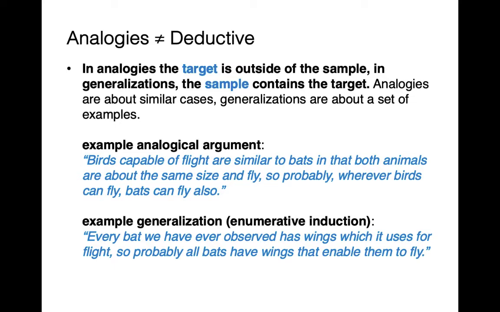Here's a generalization about bats. This is called enumerative induction. This is basically induction where you generalize based on observations. Every bat we have ever observed has wings, which it uses for flight. So probably all bats have wings that enable them to fly. I mean, we haven't seen all the bats, but all the ones we have seen and observed, all those for which we've collected data, have wings they use for flight. So let's conclude the thing about bats is that their wings enable them to fly. Not necessarily. Certainly some bats, with broken wings, don't fly, etc.